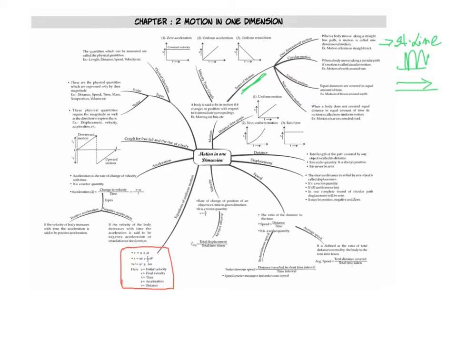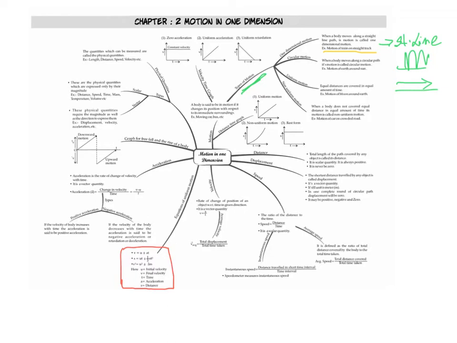This is where we would be discussing mainly motion in one dimension, the motion of a body in a straight line. Okay, like this. Then your circular motion. We know circular motion, like motion of Earth around the sun. That is circular motion.